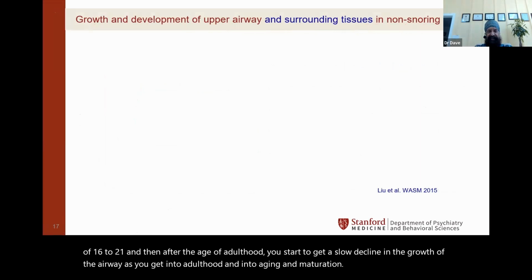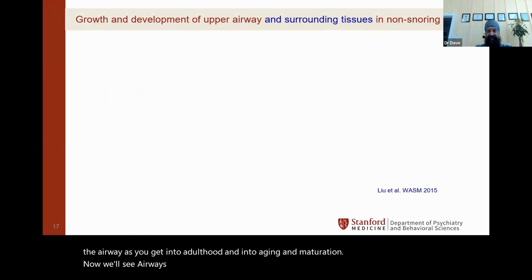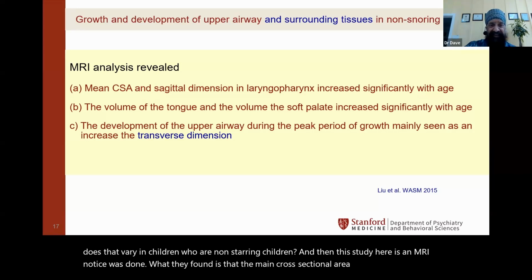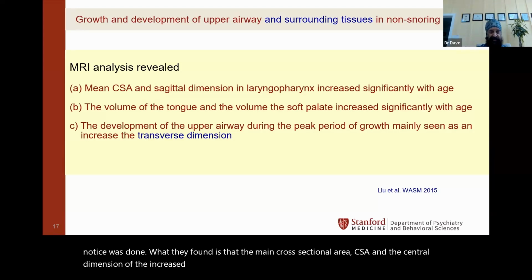Now, whilst the airway is growing, you've also got the surrounding soft tissues, and how does that vary in non-snoring children? In this study, an MRI analysis was done. What they found is that the mean cross-sectional area, CSA, and the sagittal dimension of the larynx increased as these children got older.